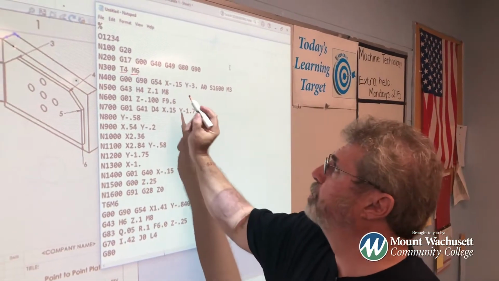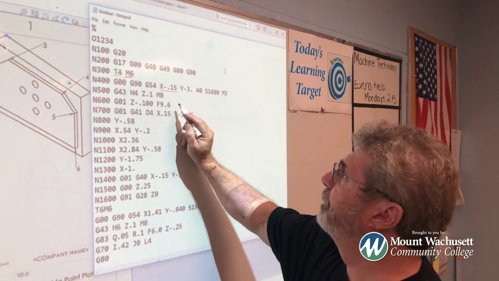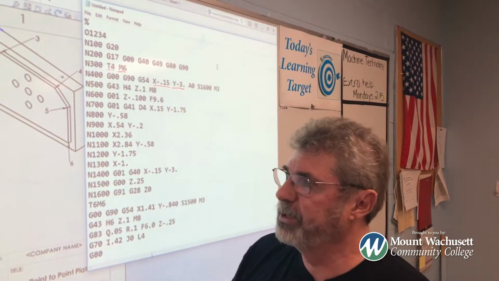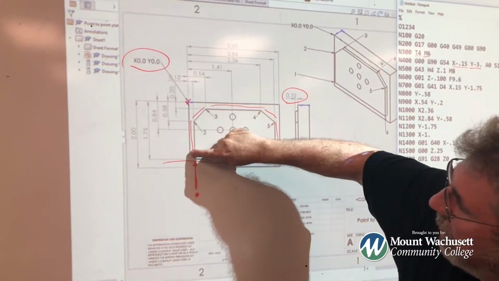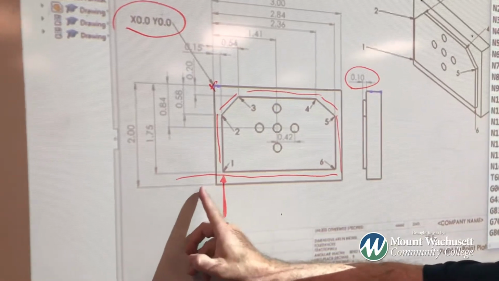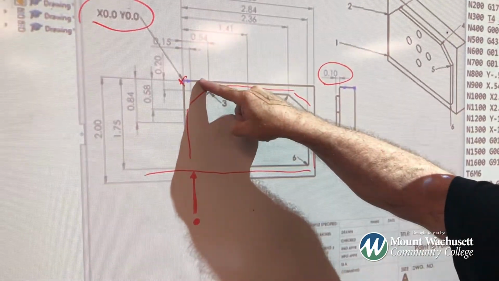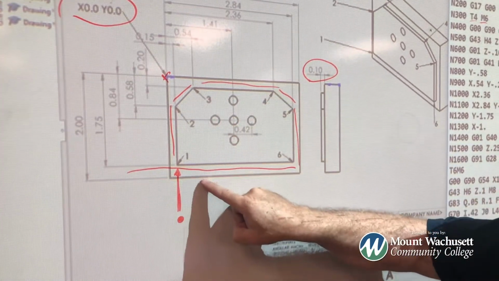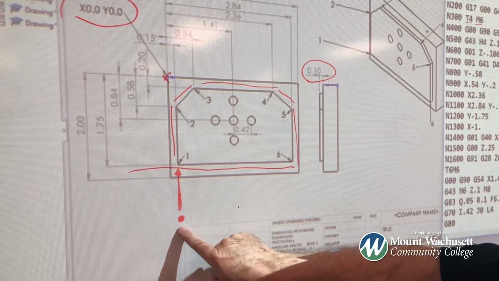Now, the first move that I'm going to make, I am going to go to X of negative 150 thousandths, Y of negative 3 inches. Where is that? If this line is 0, I am going over 150 thousandths, which it says up here, and Y negative 1 inch. From here down to here is 1 inch. The part is 2, I said go down an additional 1. So that's where I am starting from right there.